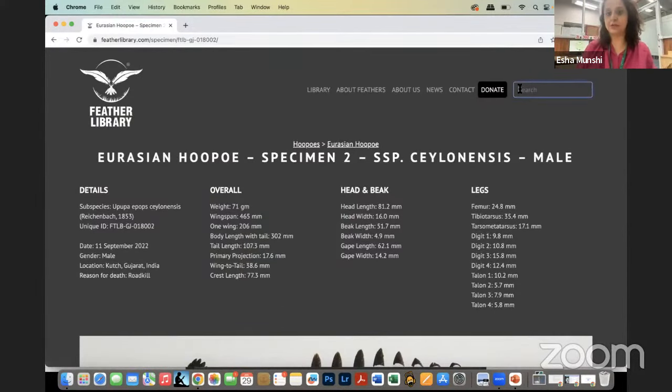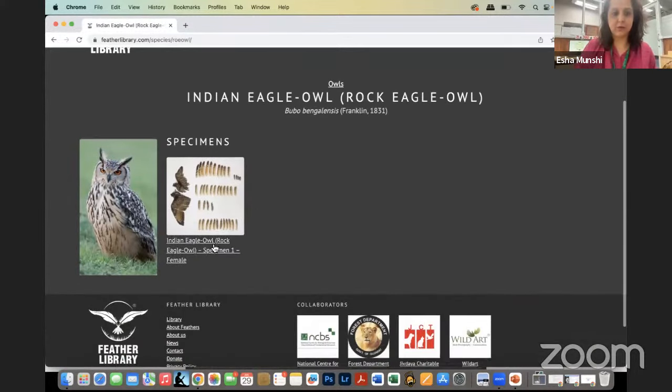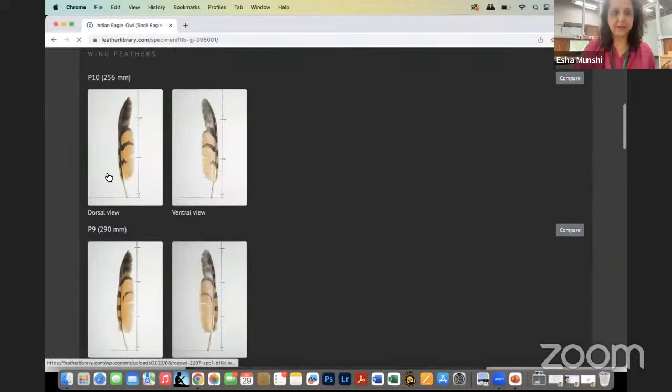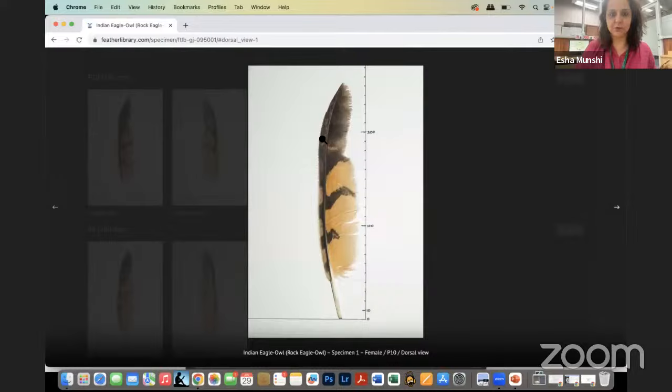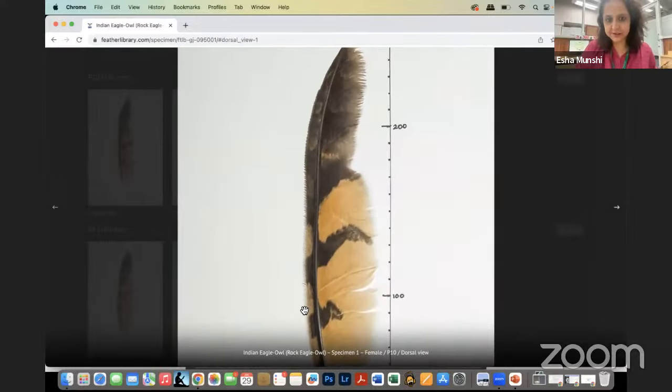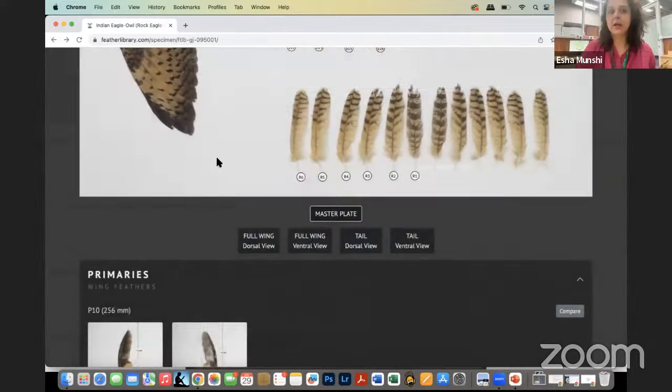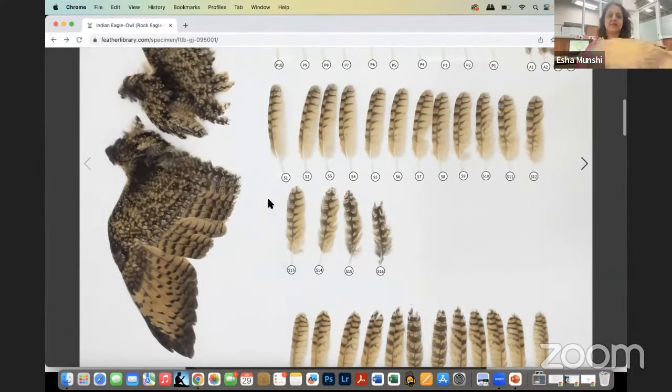So, for comparison, let's open the Indian eagle owl specimen. This is the dorsal view, and you can see the serrations here very clearly. And this is the ventral view. This is the same wing which I'm holding in my hand right now. I just have one specimen, so I'm pretty sure of it. So all these patterns are completely different when they are on the bird and when you see them individually.